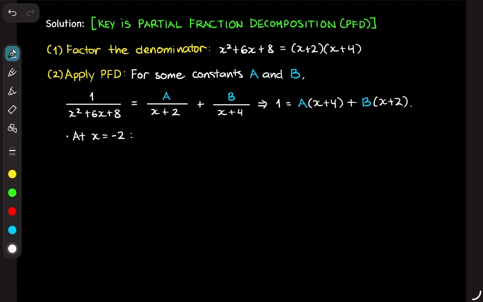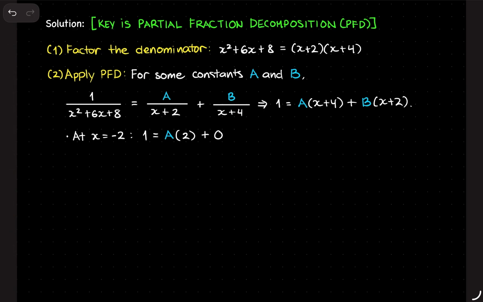So at x equal to negative 2, take note that we'll have here 1 equal to a times the constant. Negative 2 plus 4 is 2. And then this is just plus 0. And then observe that if we simplify this, we just disregard this, divide 2 both sides, then we will obtain that a must be the constant given by 1/2.